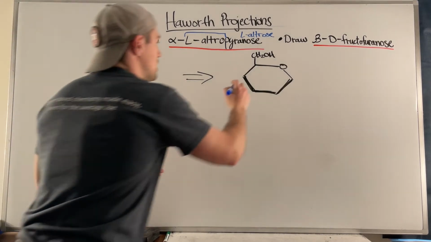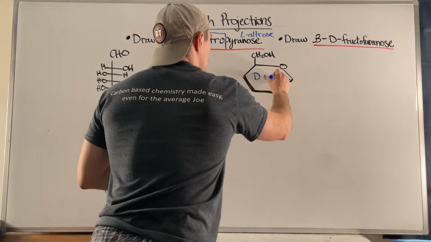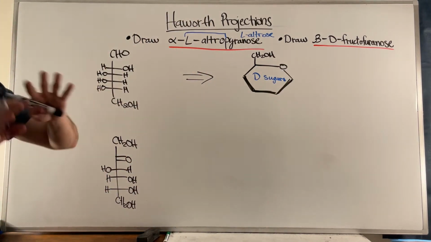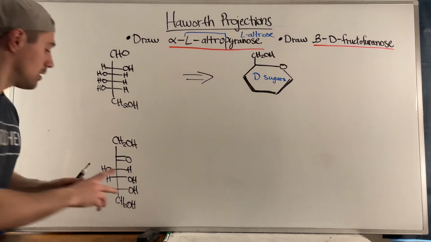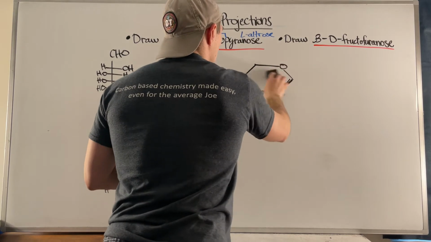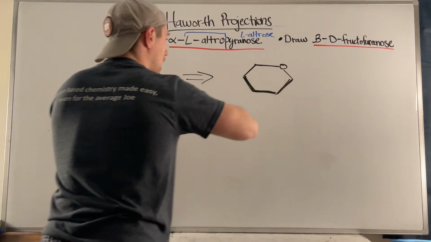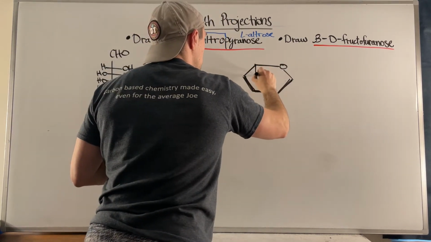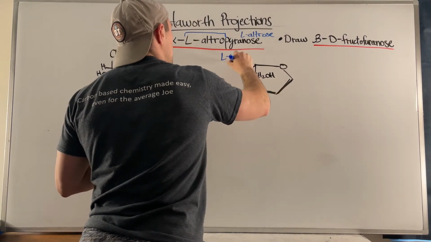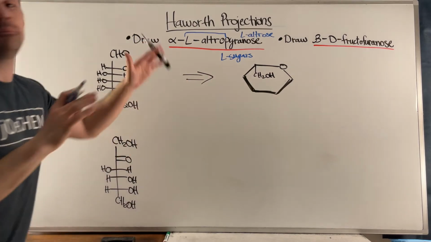So the thing is, this is for D sugars. Your CH2OH will always be up, and that's a given. Take that to the bank. So knowing that this is L, you can think to yourself, okay, the CH2OH is just below the ring. So this is kind of like your template for L sugars, if you will, if you are drawing a pyranose.